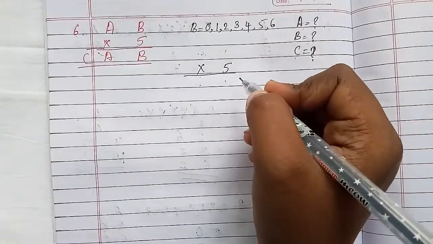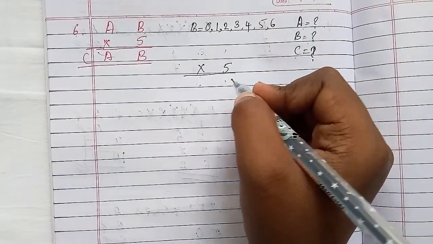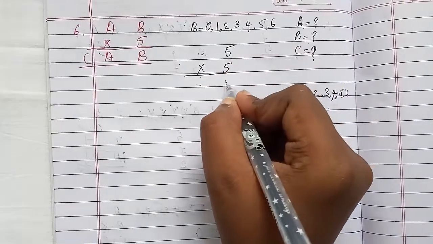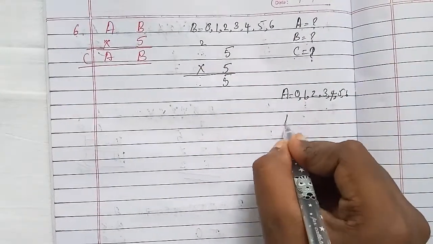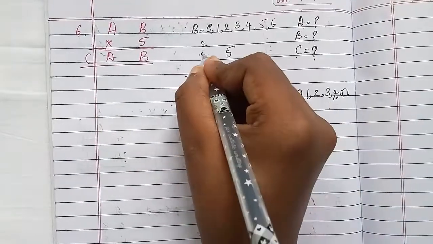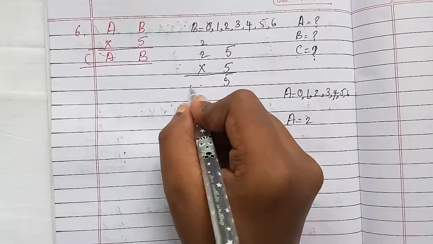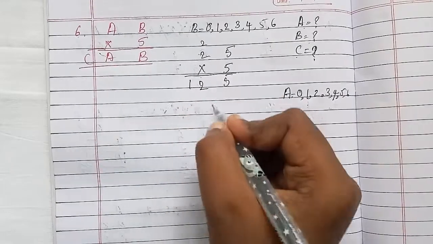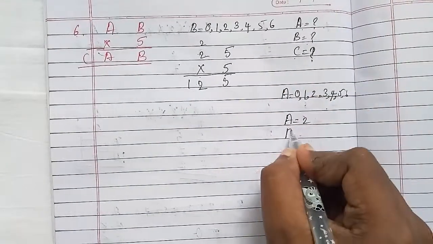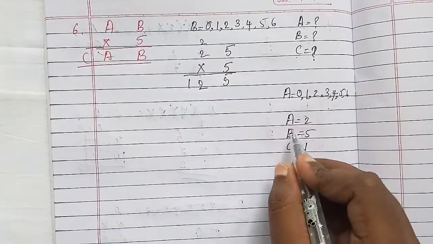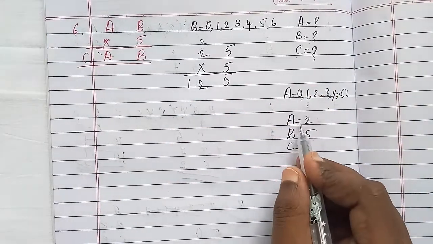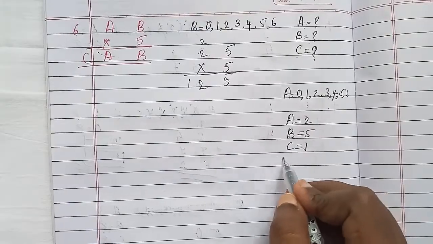That's why I compare the values of B and A. I will take the value of B is 5. 5 5s are 25. I will take the value of A is equal to 2. 5 2s are 10. 10 plus 2 is 12. See, the value of B is 5. The value of C is 1. Value of A is 2. Value of B is 5. Value of C is 1.